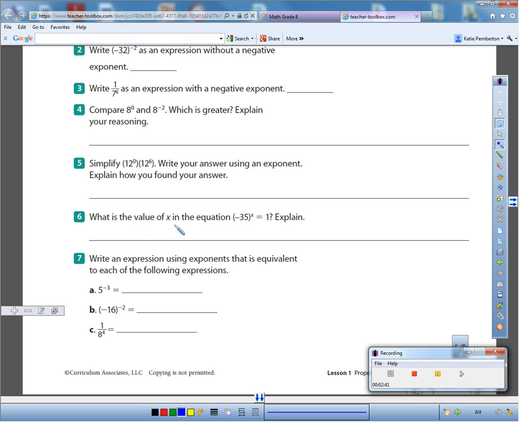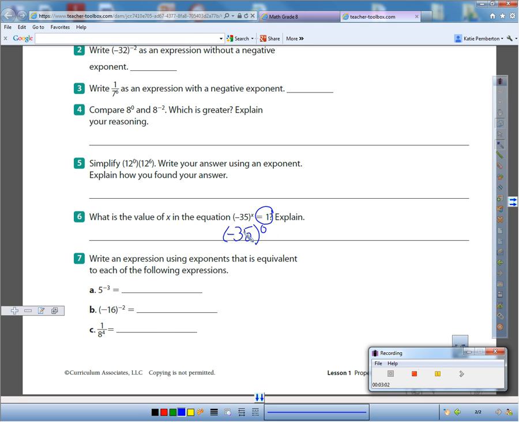So what is the value of x in this expression? Well, our answer is 1. So in order to get an answer of 1, that x has to be 0. And you would explain that below. So you should have negative 35 to the 0 power. That's going to give you an answer of 1.